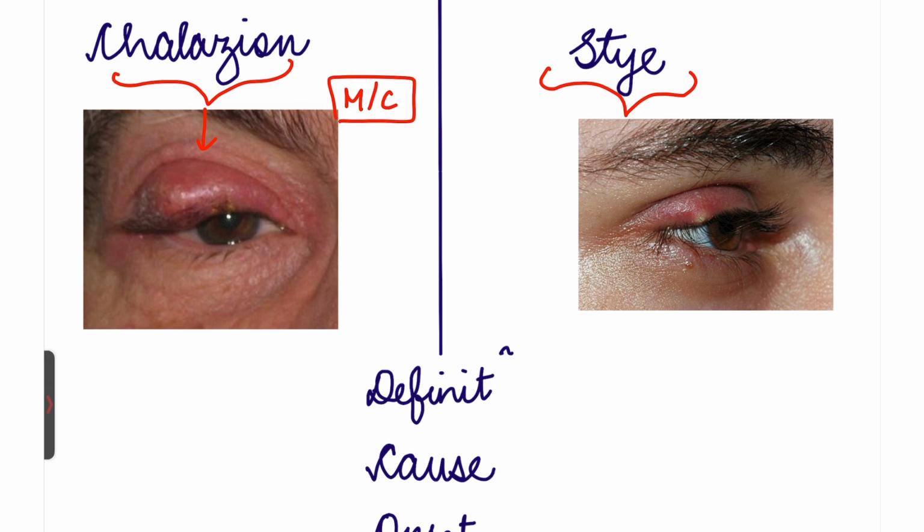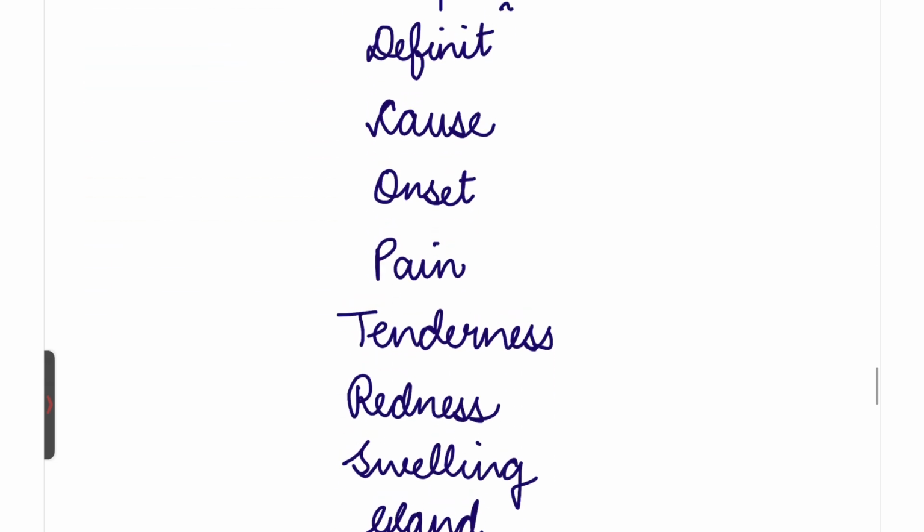Let's see the definitions now. Chalazion is a chronic lipogranulomatous inflammation which occurs due to blocked meibomian gland. Here, the main cause is blockage of meibomian gland secretion. So the definition is chronic lipogranulomatous inflammation and the cause is blockage of meibomian gland.